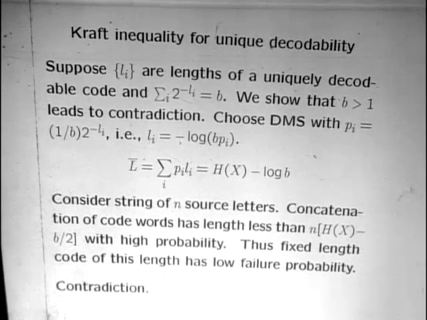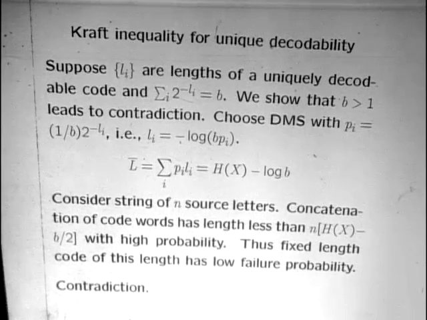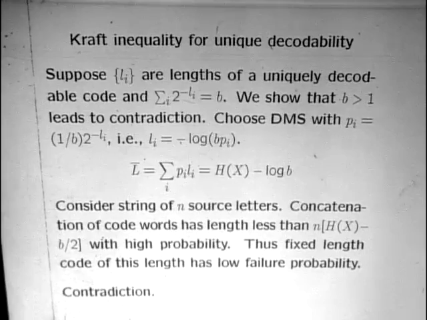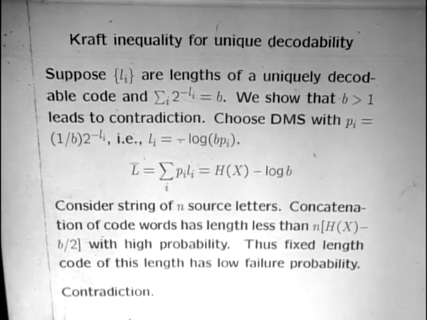And by understanding why the Kraft inequality has to hold for uniquely decodable codes, it sort of is one application for the AEP, which lets you see a little bit about how to use it. Okay, so the argument is an argument by contradiction.